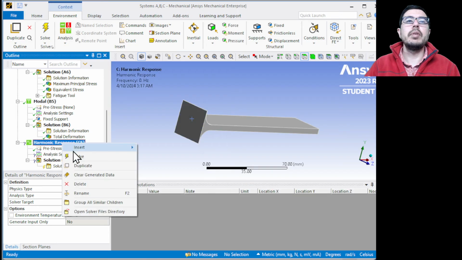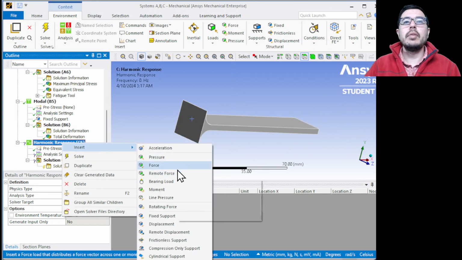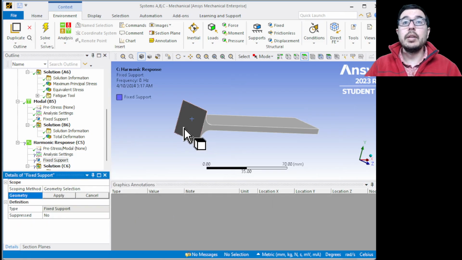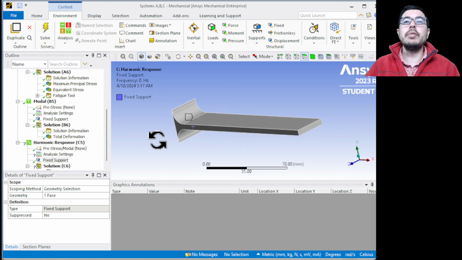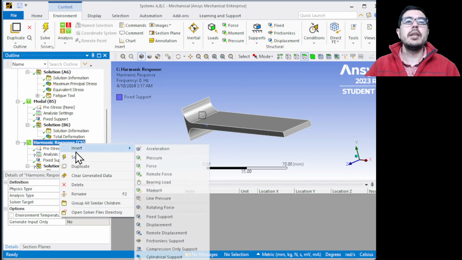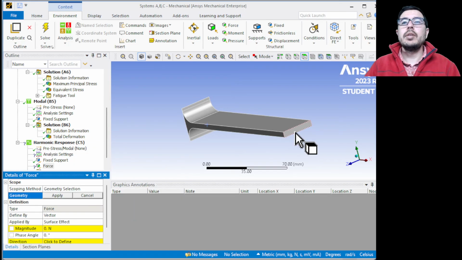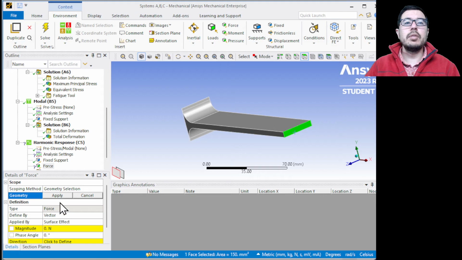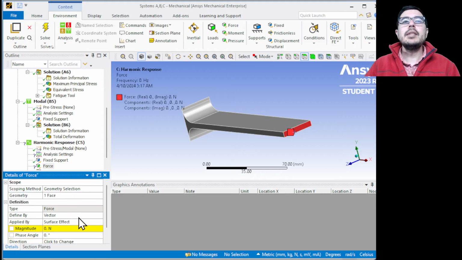Okay, so we come over here, we're going to insert that fixed support on this face like that, hit apply to avoid grief, and then we'll go ahead and add a force. And this will be that transverse load. That's looking good. Hit apply. And this time I'm going to use a much smaller force.